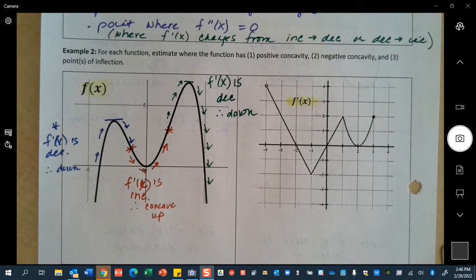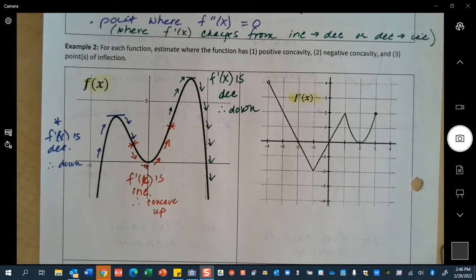It's so important that you see where these little dots are. That's what we call our points of inflection. And that's where the slope of our tangent line changes from increasing to decreasing. The rate of change of our rate of change.